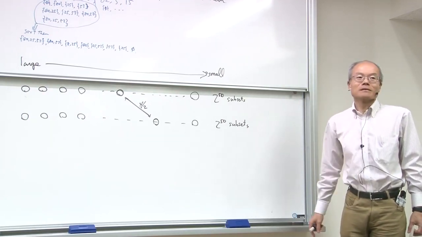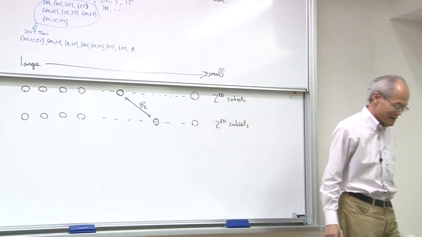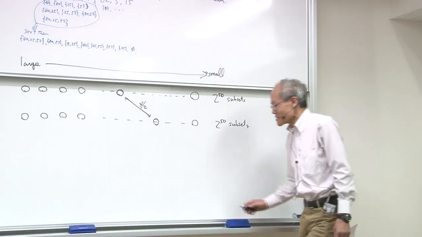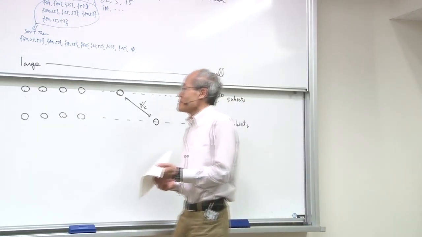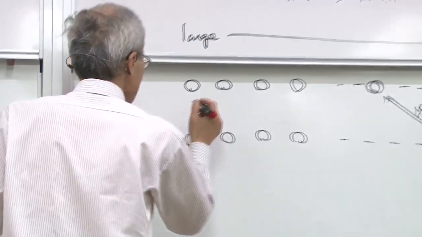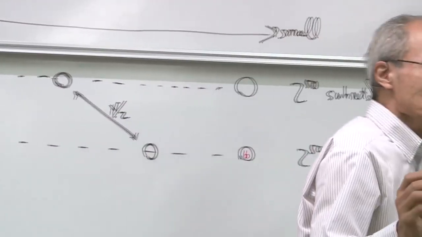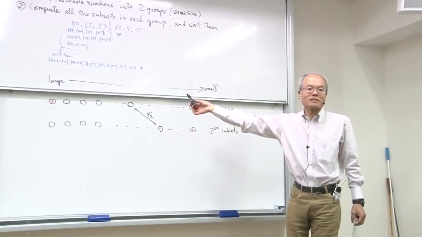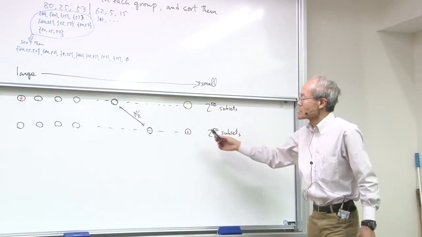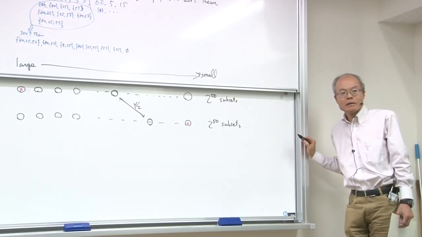But there's a nice way to find this pair. I'll show you. Look at this. I'd say this is A and this is B. So A is the largest number in the first group. B is the smallest number in the second group. Then you try to check whether that pair is your answer or not.